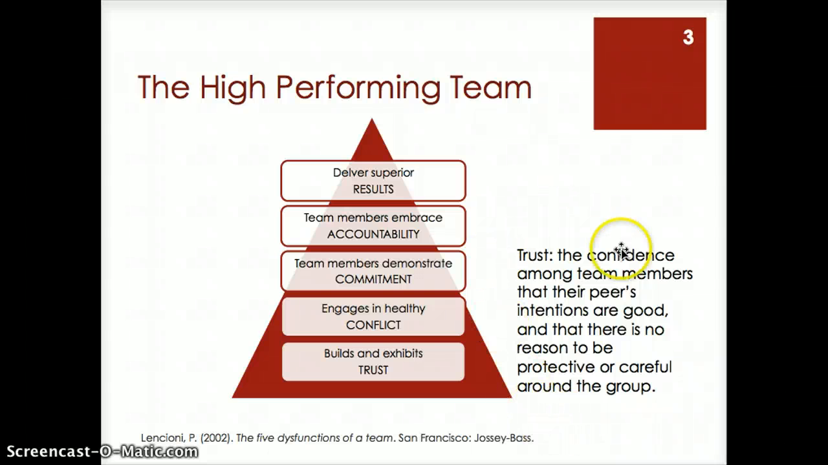So you can see a team that trusts each other this way is going to be willing to engage in healthy conflict. The team that's willing to engage in healthy conflict and disagreement is also willing to commit to the team. So team members are going to demonstrate commitment. If they're willing to demonstrate commitment, they're going to be willing to be accountable for the work of the team as a whole and also individually accountable for their contributions. And finally, if the team members are willing to be accountable, they're going to deliver superior results. So these are the characteristics of a high-performing team.